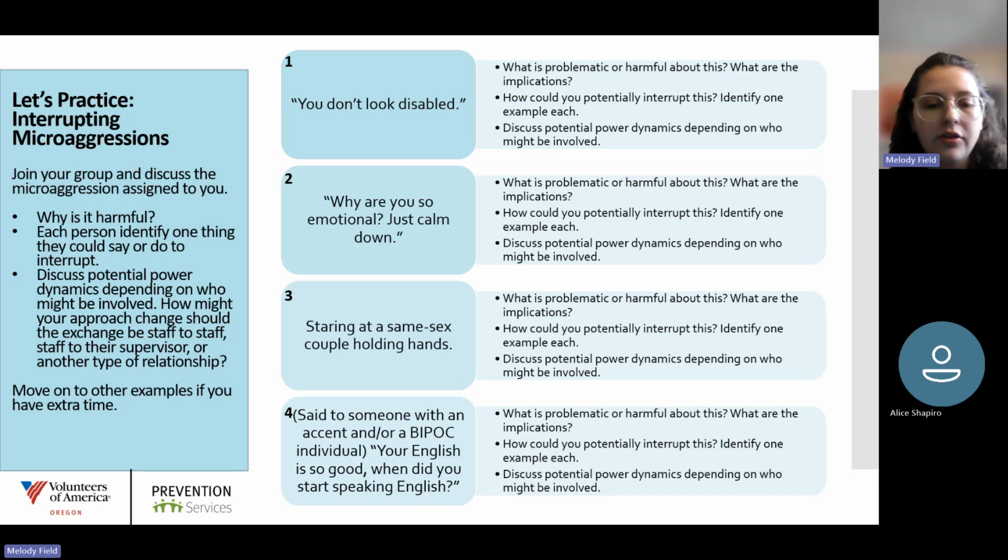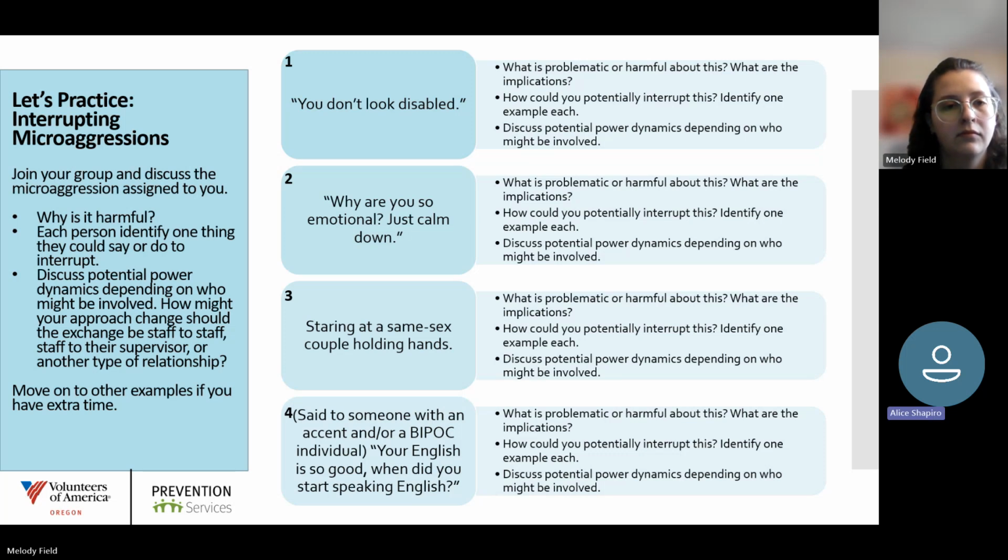When your English is so good, when did you start speaking English? Okay, so why is that harmful? Okay, is that where we're going now? Yeah. Well, it's harmful because that implies that that person spoke at some point, either was around people, which implies that the community maybe they came from had inferior English skills. And that's a real implication.